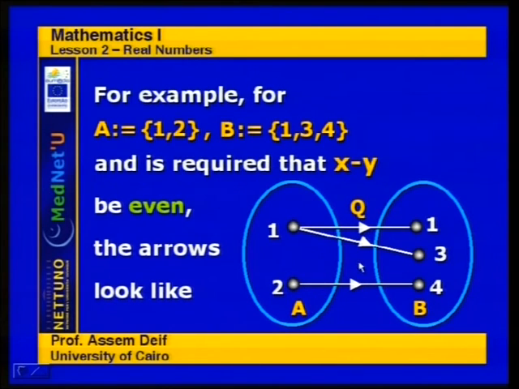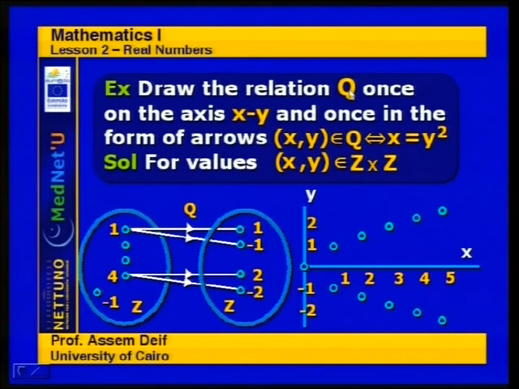We say that Q is the relation which assigns to every element in A another element in B such that x minus y, or the element in A minus the element in B, is even. Suppose now that we wish to investigate the relation Q such that Q is the relation which renders every x equal to y square, and such that x is an element of the integers Z as well as y. In other words, the ordered pair (x, y) belongs to the Cartesian product Z cross Z.